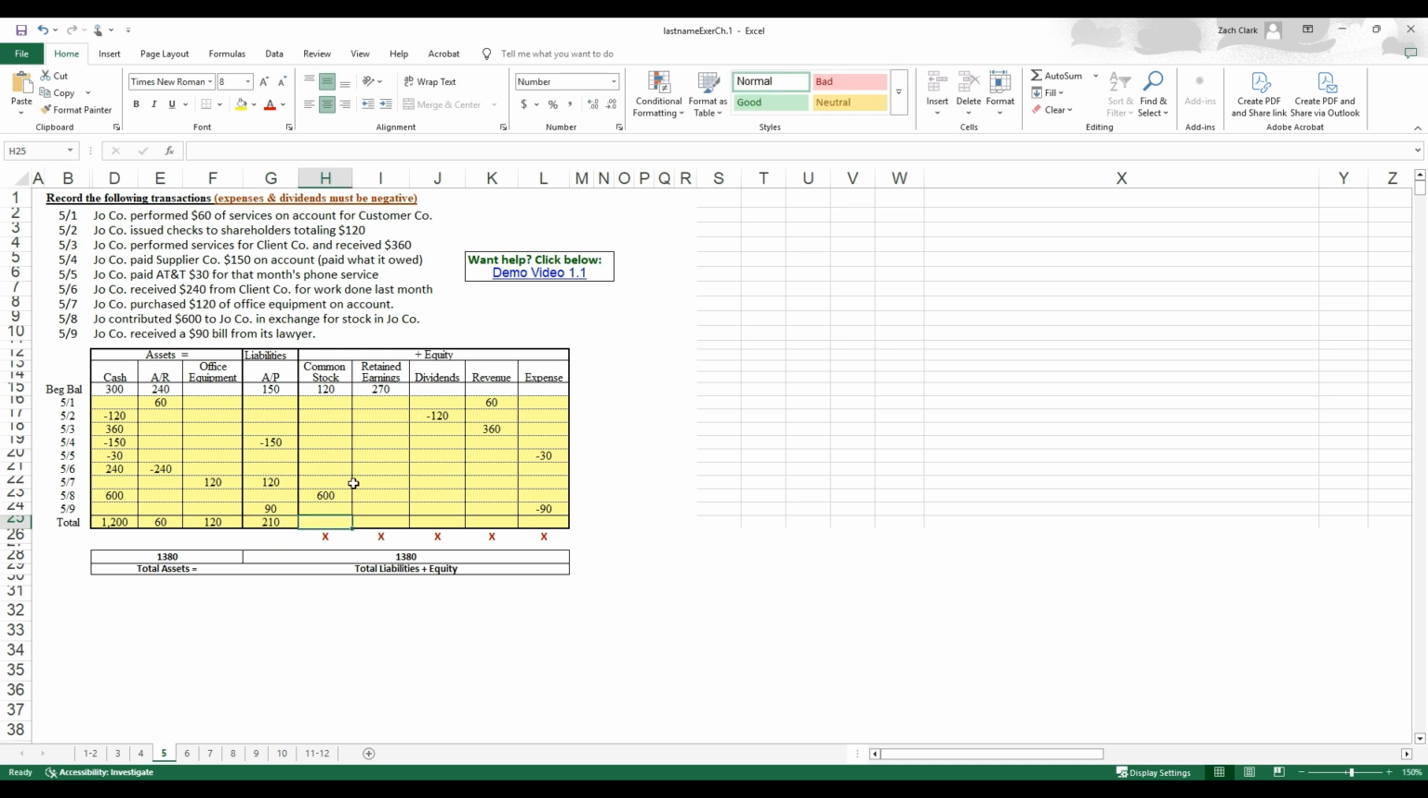Pretty easy math here. We've got 720 total common stock, no change to retained earnings, nothing other than one transaction there. 420, I think, for revenues. And then we've got minus 120 total for expenses. All right, so that gets you all the way through the transactions there.